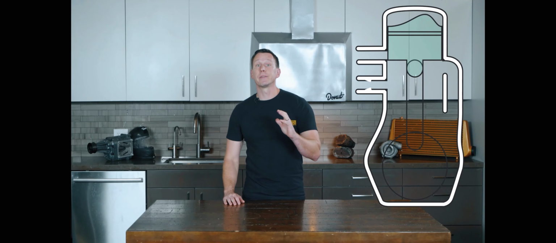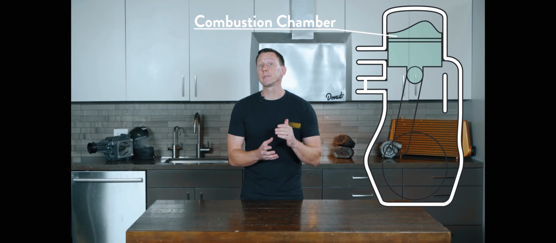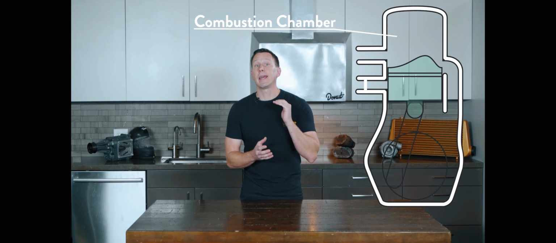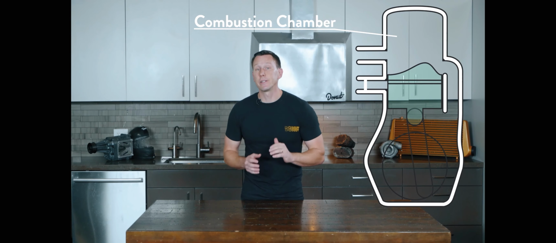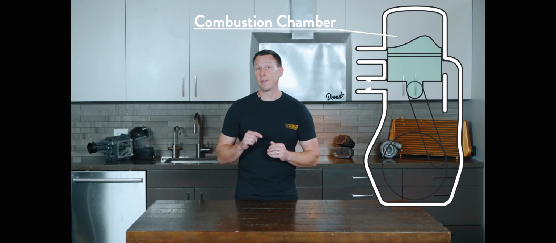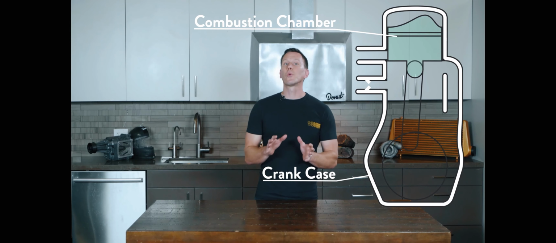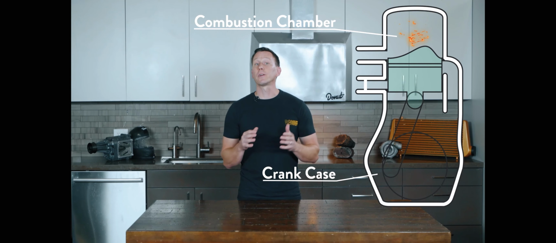On one side of the piston is the combustion chamber, where the piston's compressing the air-fuel mixture and capturing energy released by the ignition of the fuel. On the other side of the piston is the crankcase. The crankcase also acts as an air chamber or reservoir.